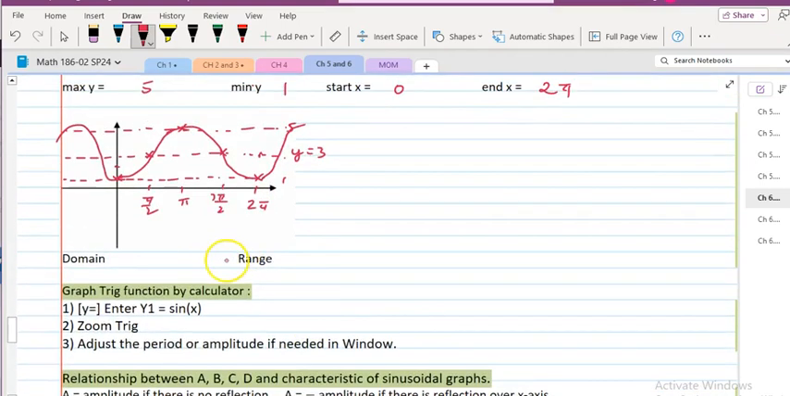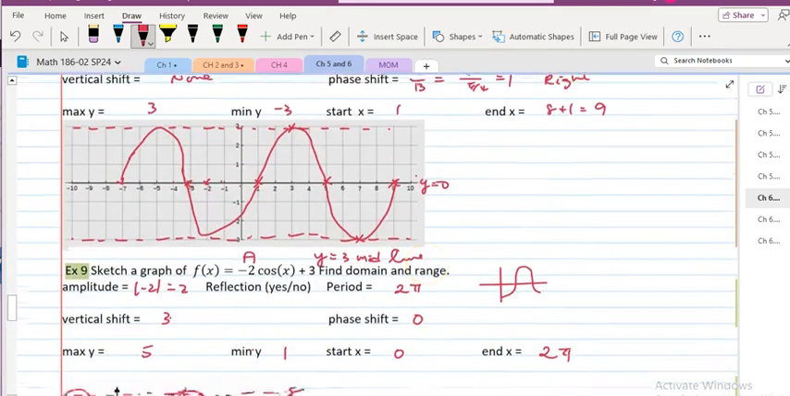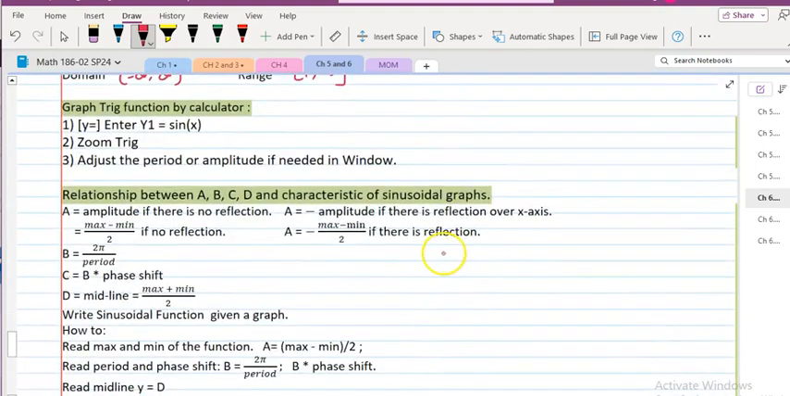Oh, what is the domain and range? The domain is, you can see, all real numbers, it can go on forever. The range is between 1 to 5, right? Between 1 to 5. Did I do domain and range? No. Okay, so you can also graph this by the calculator.